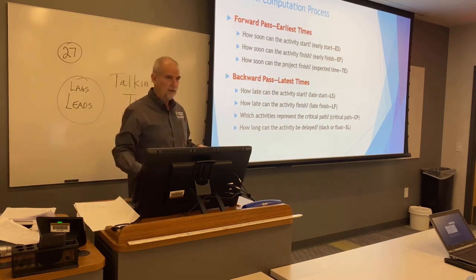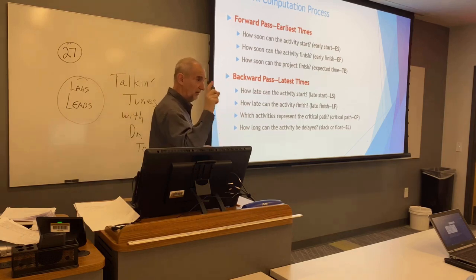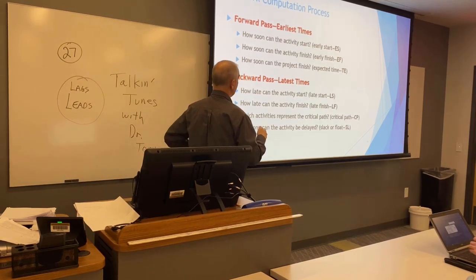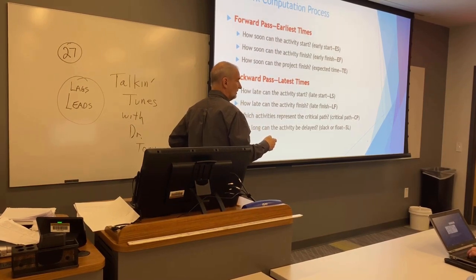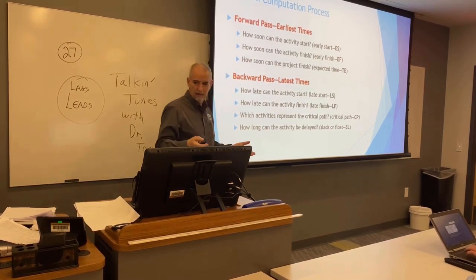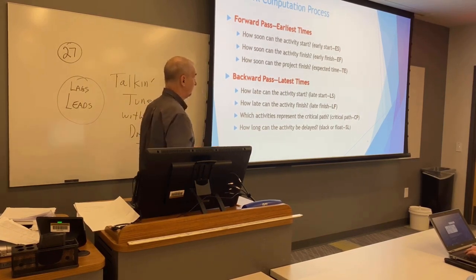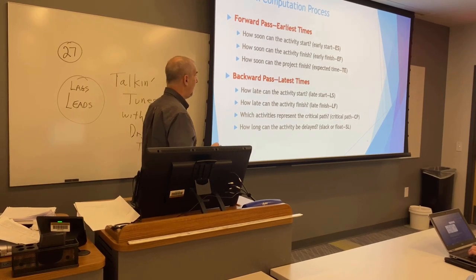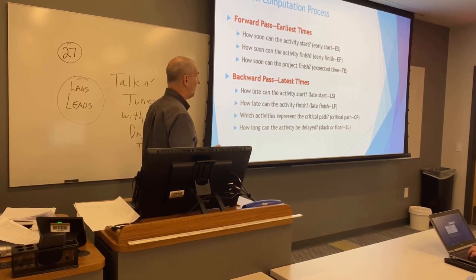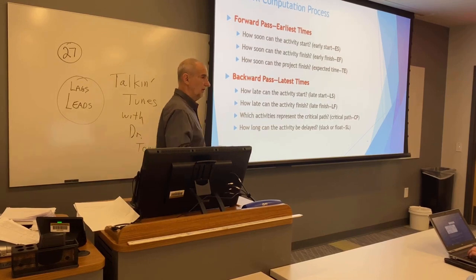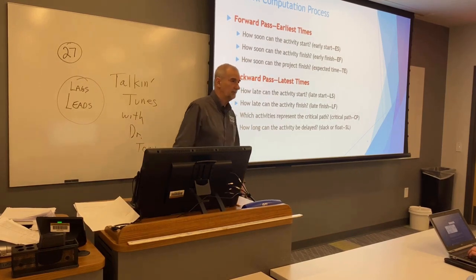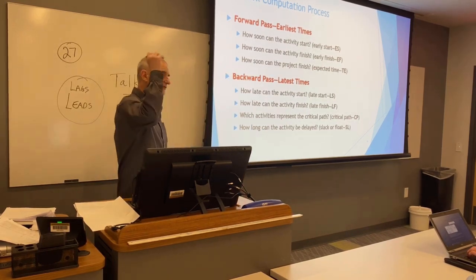So the forward pass is telling us 3 things important to know. First one, how soon can an activity start? It's called the early start. Does that make sense? How soon can it start? And how soon can it finish? Early finish. And how soon can the project finish? The expected time. So it's going to tell you the project finish time. Okay? That's the forward pass.